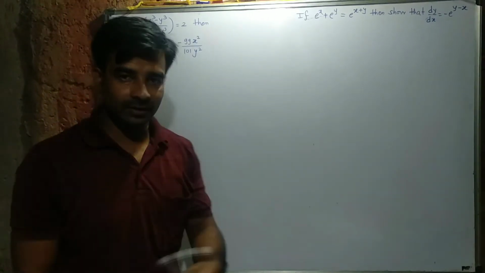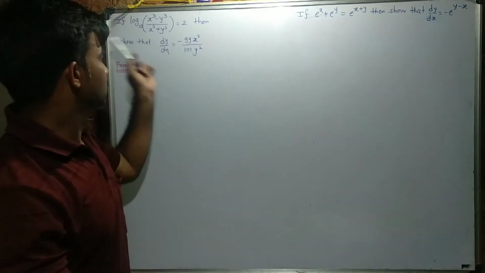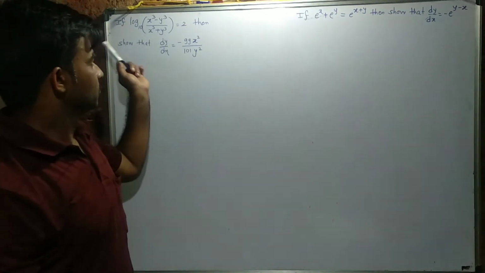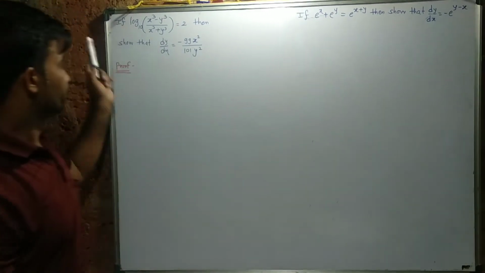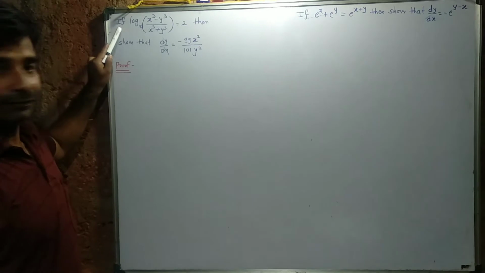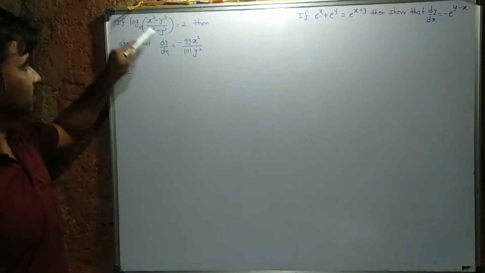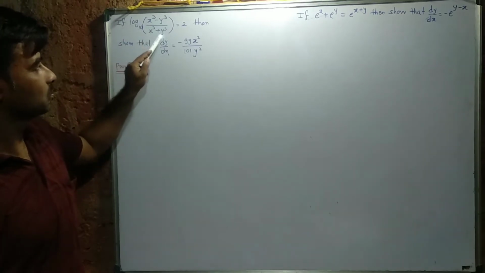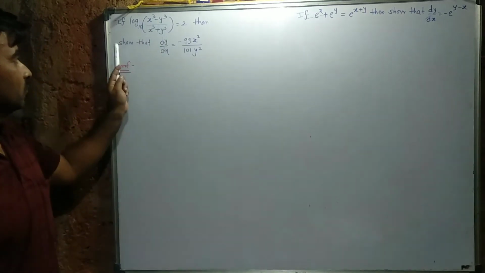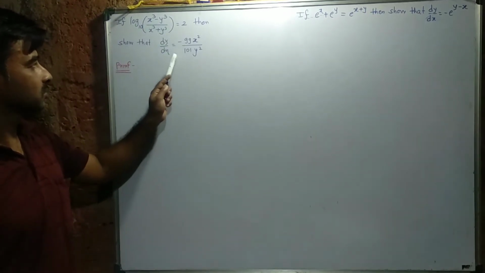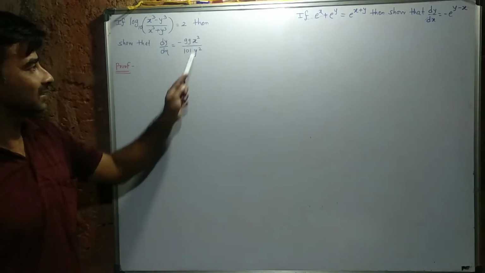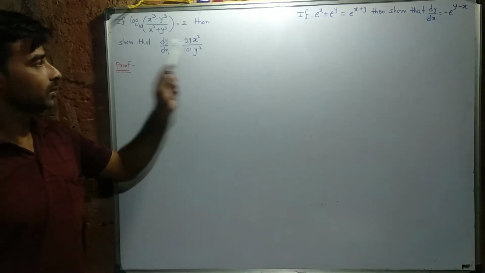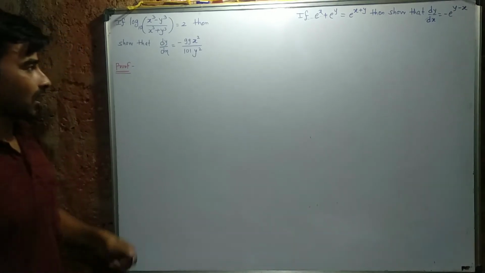Right now we are going with some implicit function and implicit function derivatives. Here we have to use the proof related to that one. If log to the base 10 of (x cube minus y cube) divided by (x cube plus y cube) is equal to 2, then we have to show that dy by dx is equal to minus 99x square divided by 101 y square. Then how to solve that one?